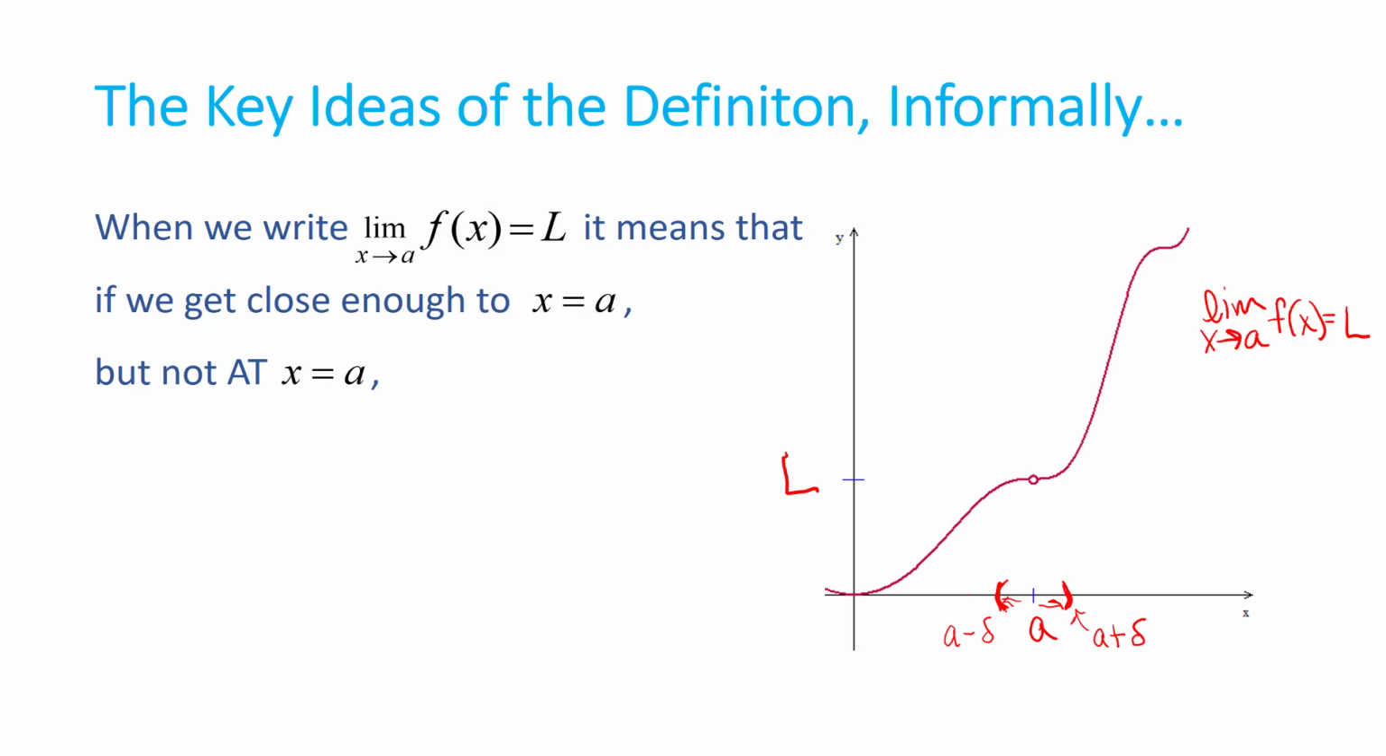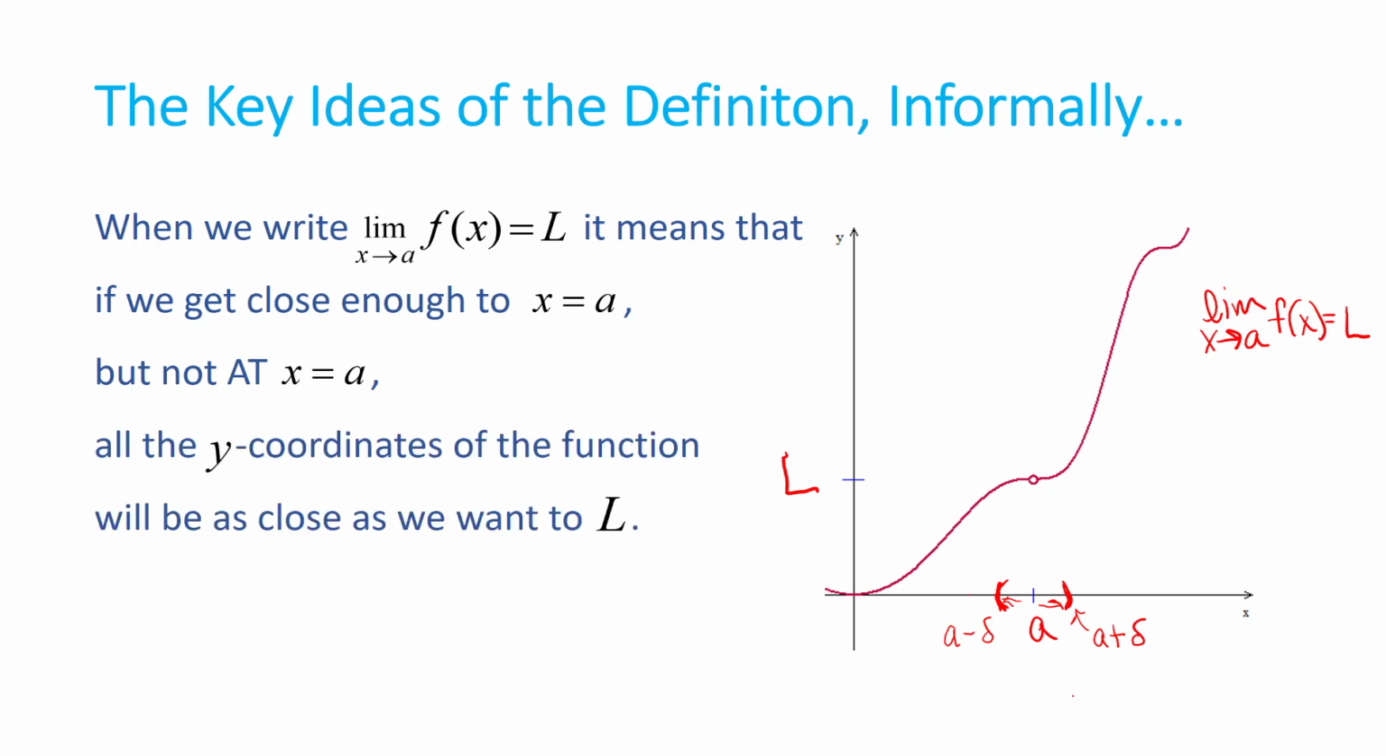So just by tradition, the delta distance is used in the x direction. And so that definition says that if we get close enough to x equals a, but not at x equals a, all the y coordinates of the function will be as close as we want to L. So if I look at these places here and think about how close that's going to force my y coordinates to be to L, we can see that they're going to be pretty darn close to L here. So we have a little distance around L here.